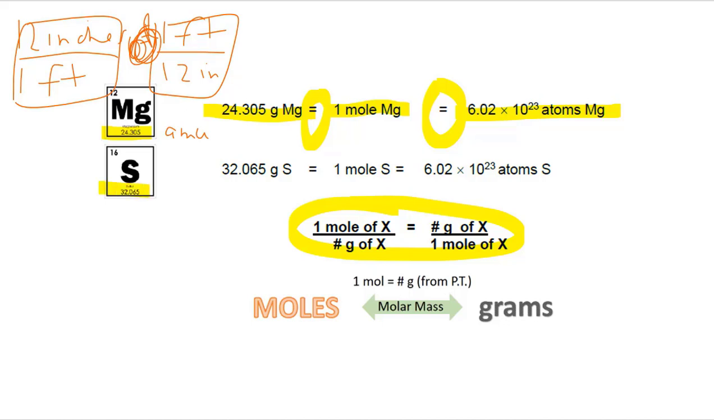One more example, sulfur. Look at the periodic table and it says it is 32.065 AMUs. Remember, that's an average of all of the isotopes of sulfur. Then we also know that 1 mole of sulfur is 6.02 times 10 to the 23rd atoms of sulfur, which is equal to, if I put it on the scale in the lab, 32.065 grams of sulfur. So we're able to take this and convert from moles to grams or grams to moles.